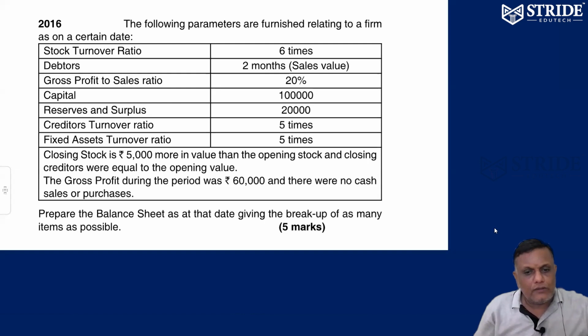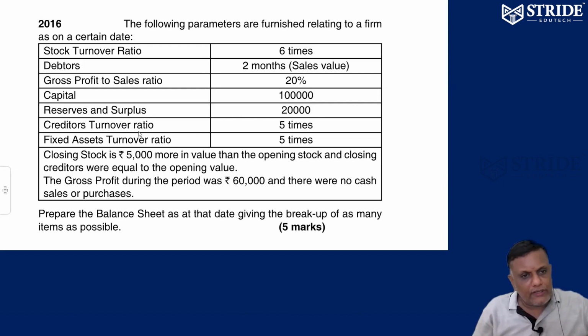Now let's go to next one. 2016 paper. The following ratios are related to a firm as on a certain date. Stock turnover ratio is given 6 times. Debtors 2 months sales. Gross profit by sales 20%. Capital 1 lakh. Reserve surplus 20,000. Creditor turnover ratio is given 5 times.